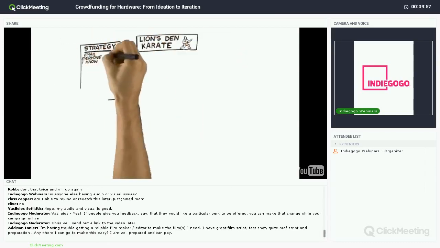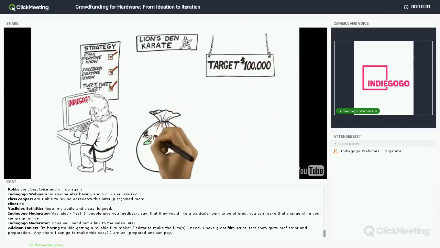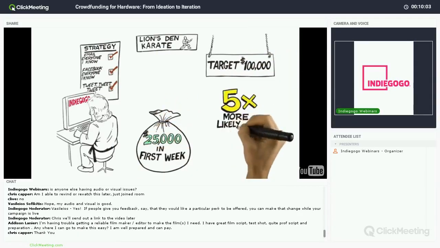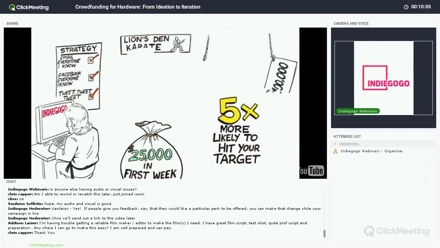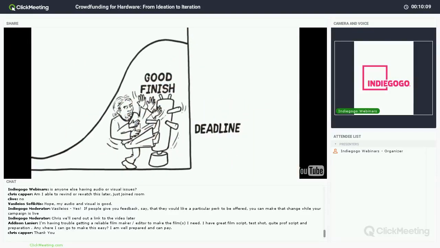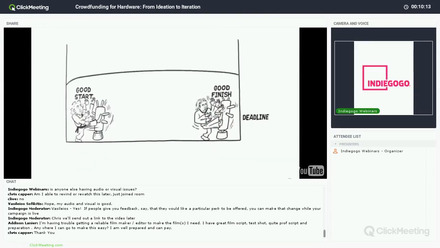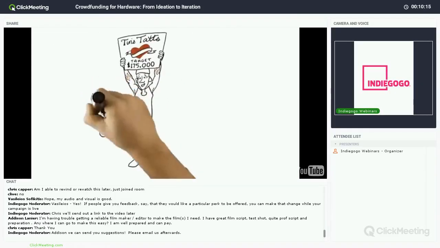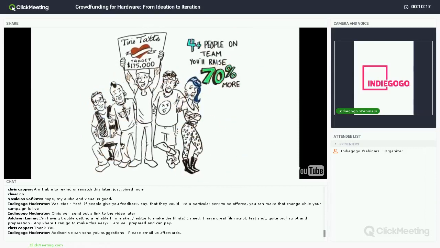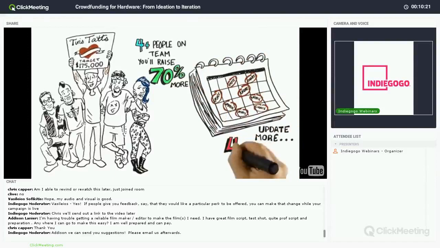It's very easy to come out of the gate quick because you did a lot of work up front. There's a lot of excitement. If you hit 25% of your funding within the first week, you're 5 times more likely to hit your target. Chances are you're going to have a good finish because you have that deadline. The key is to keep the momentum going along the way in the middle. We know if you have 4 more people on your team, you'll raise 70% more money than if you have 1 person. If you do an update every 5 days or less, you'll raise 4 times more money than if you do an update every 20 days or more.